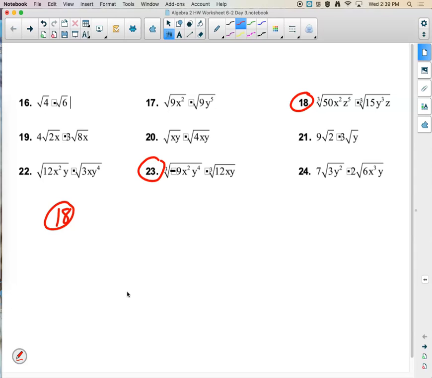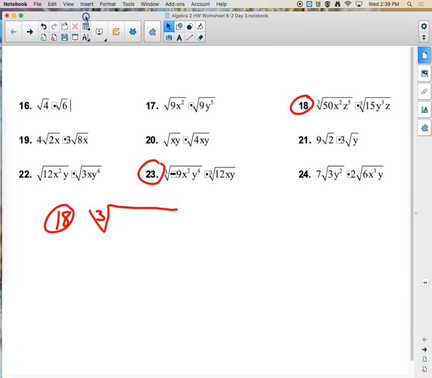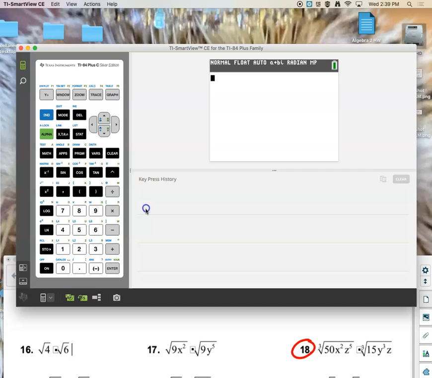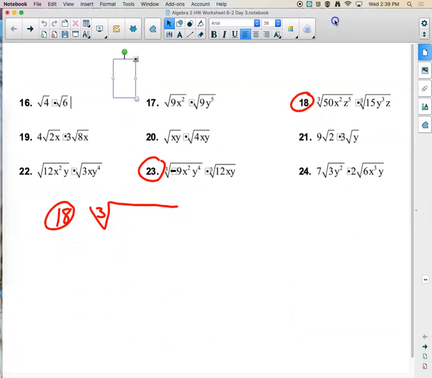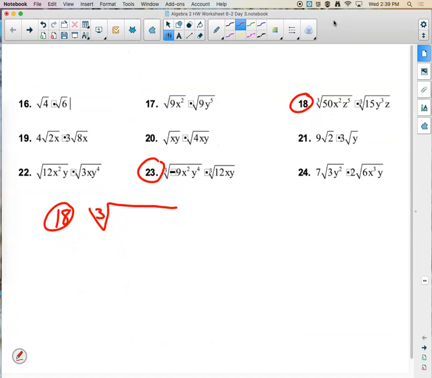So with number 18, they're both cubed roots and we're supposed to multiply them. So that's exactly what we would do. We would figure out what 50 times 15 is, whether or not you're using a calculator or not. So 750. And then we'd have x squared, y cubed, and z to the 6th, because reminder, when we have similar bases, we add the exponents.